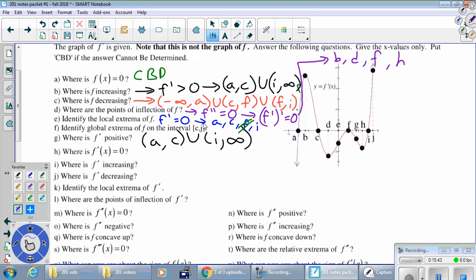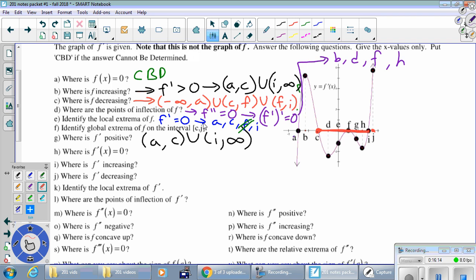But then I think point I is okay. So a little left of point I, F is decreasing, and a little right of point I, F is increasing. So decreasing to increasing means that I is a min. So I is good, but F is no good. Okay, part F now. Identify the global extrema of F on the interval from C to J. All right, let's highlight the interval from C to J. C over to J, everything in between.